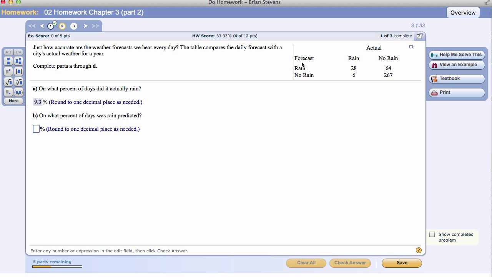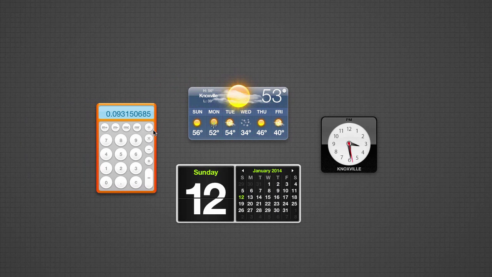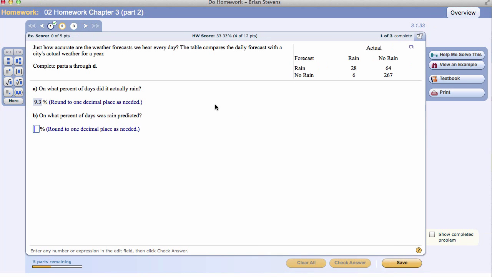On what percent of days was rain predicted? So we go over here to the forecast and see 28 plus 64. And let's go ahead and enter that in. There were 28 days and another 64 that it was predicted to rain, and this was all out of the 365 total days. 25.2.